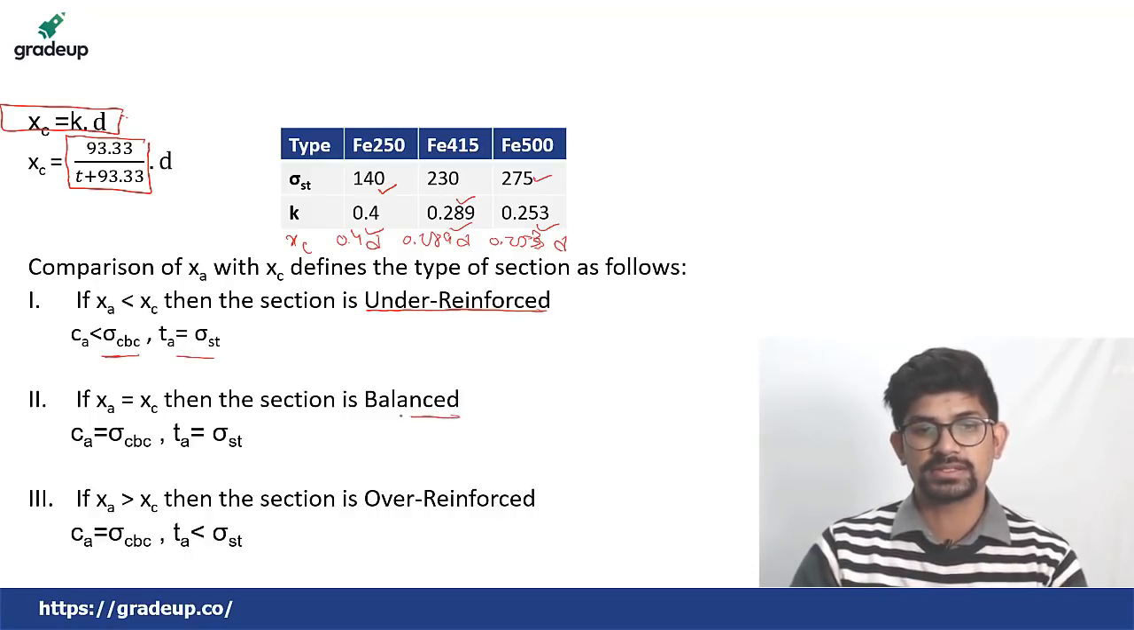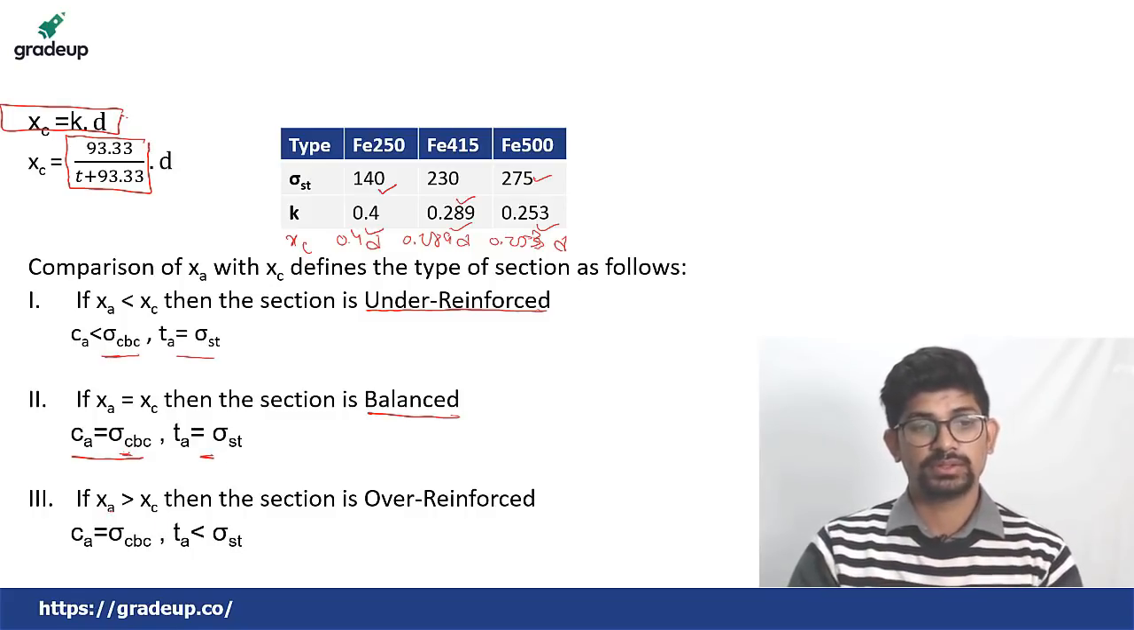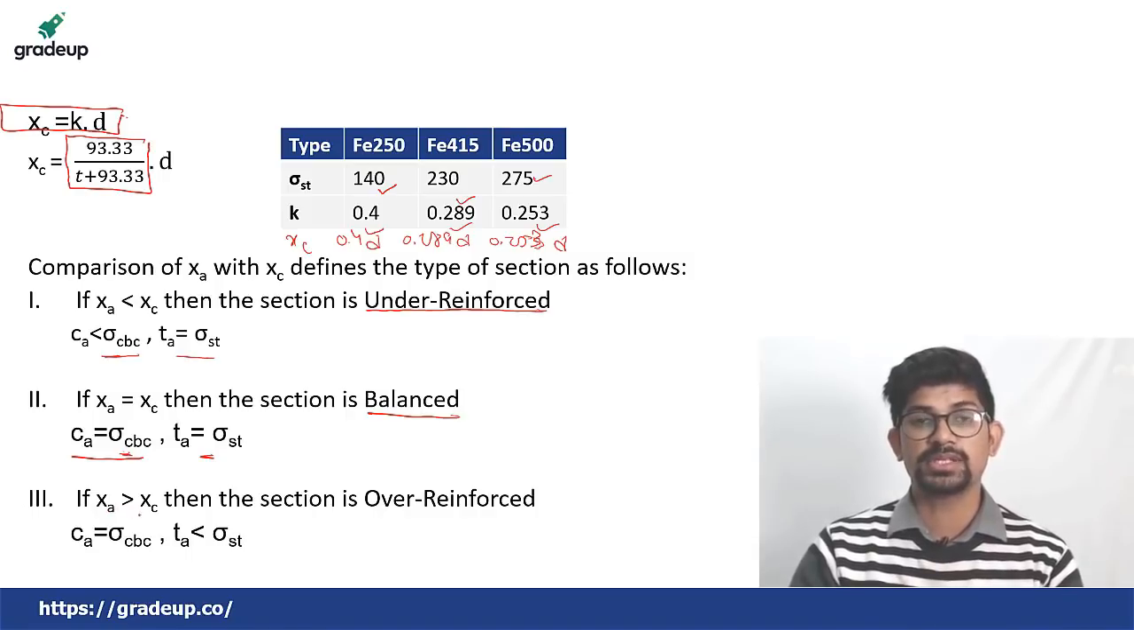Now for the balanced section, if XA is equal to XC, the actual neutral axis depth is equal to the critical neutral axis depth. In that case, the outermost compression fiber of concrete will have sigma CA equal to sigma CBC, while TA will be equal to sigma ST. The third case is if the actual neutral axis depth is greater than the critical neutral axis depth, then the section is over reinforced. So CA will be equal to sigma CBC and TA will be less than sigma ST.